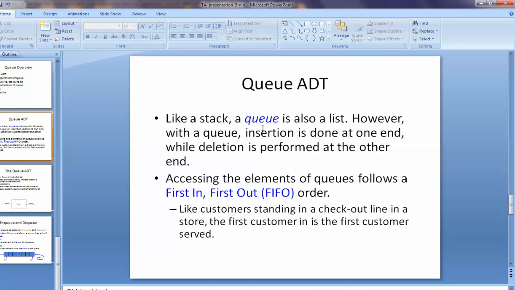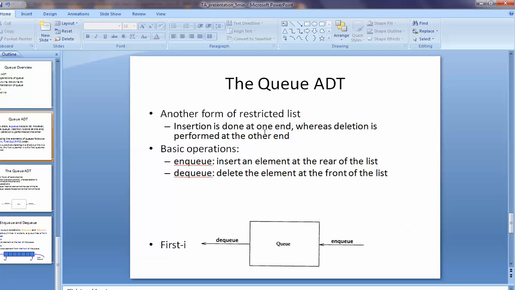So in the stack, both pushing the element and popping the element took place at the same end, that is, at the top of the stack. But in the queue, suppose this is the data structure, then enqueuing is done from one end. So pushing the data packets into this data structure is done at one end, while if you want to remove any packet from the data structure, then it has to be removed from this end.